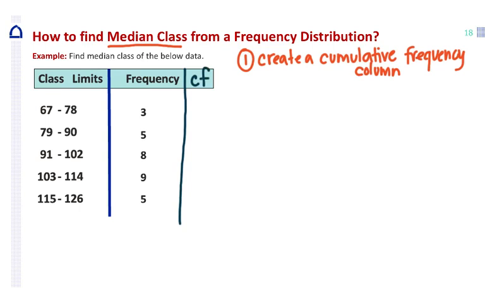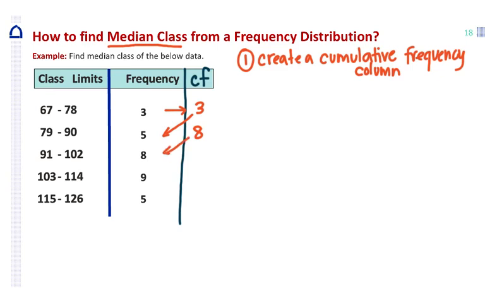And to create a cumulative frequency column, you start with the first frequency, 3. And we say, okay, the first 3 answers were in this row. Then we add the next frequency, 5. 3 plus 5 is 8. So the first 8 answers, or 8 people, or the 8th person, finishes in that row.